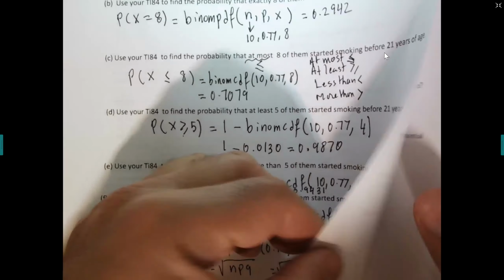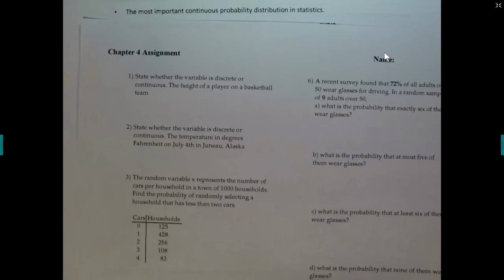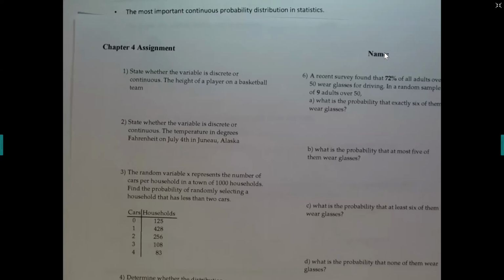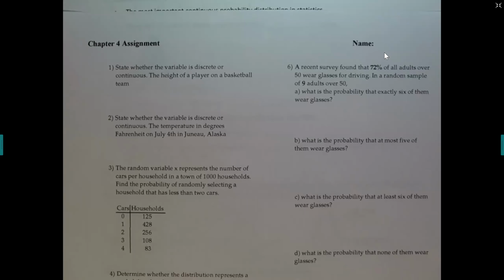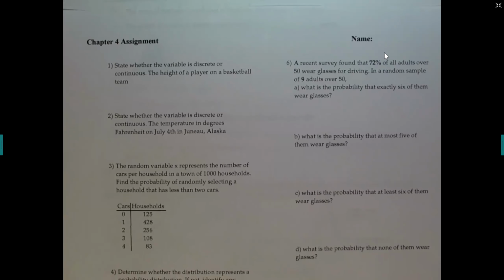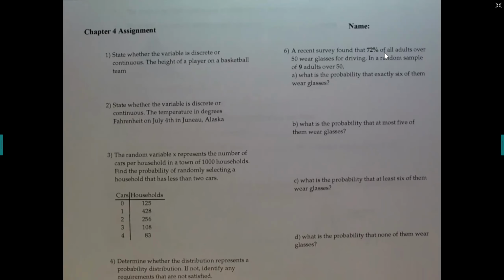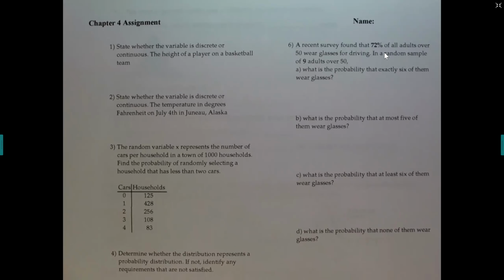And just to show you the assignment, very easy now. It should be a very easy assignment after what I did here. So state whether the variable is discrete or continuous, 1 and 2. Number 3, find the probability of selecting a household that has less than 2 cars.